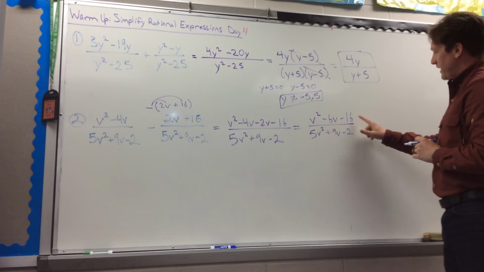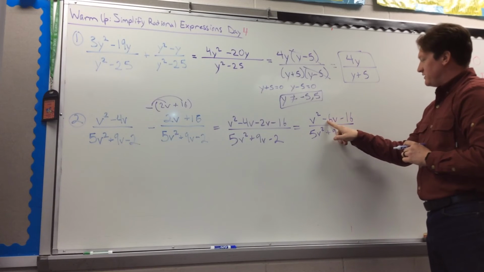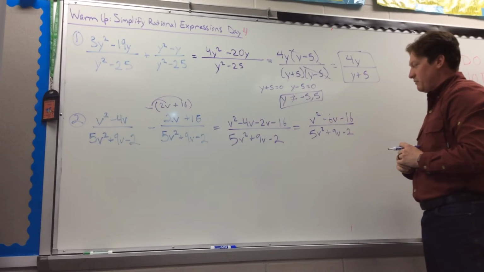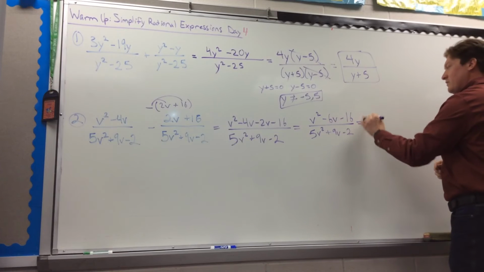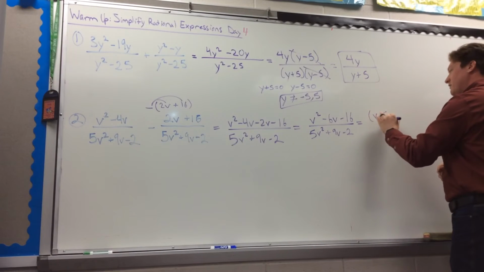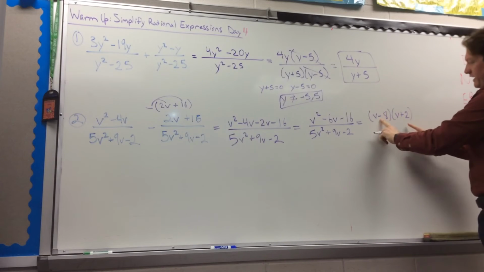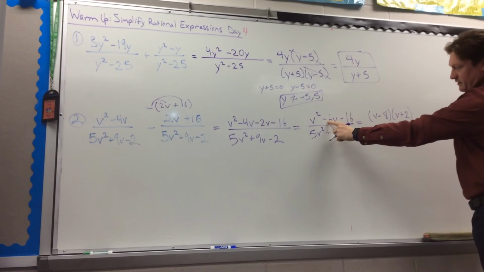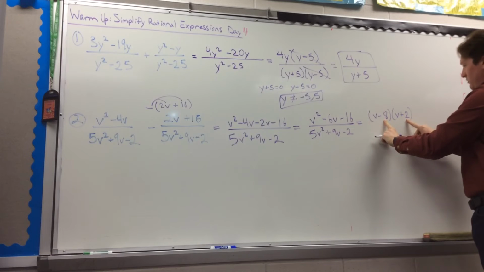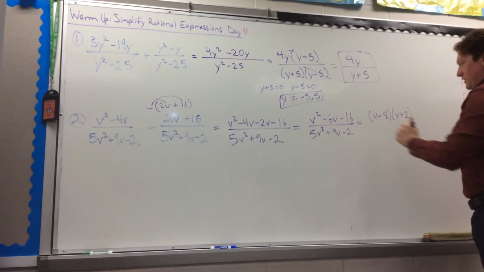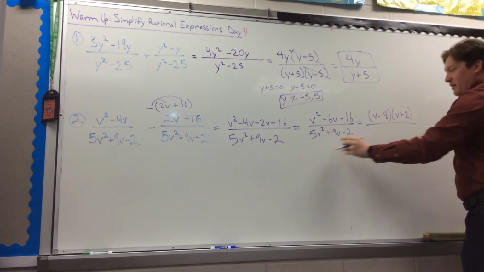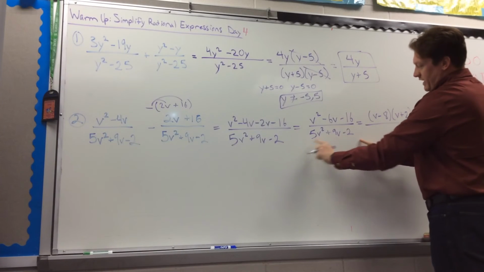I need to find my factors of 16 that combine to give me 6. That's going to be a negative 8 and a positive 2. So v minus 8, v plus 2. I know I've done that right: if I take negative 8 plus 2, that gives me negative 6, and negative 8 times 2 gives me negative 16. I've done that correctly.